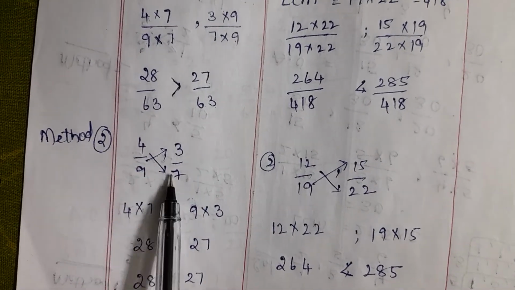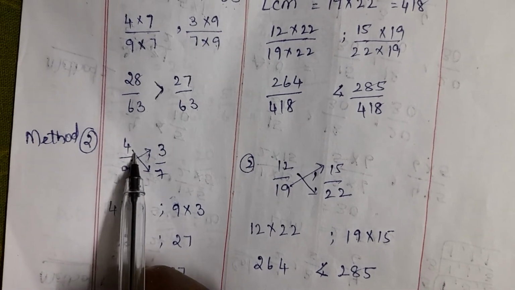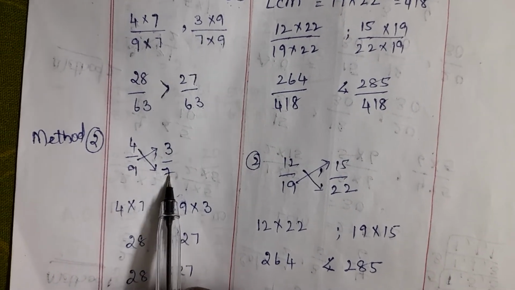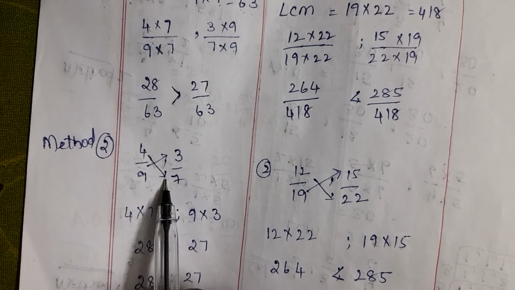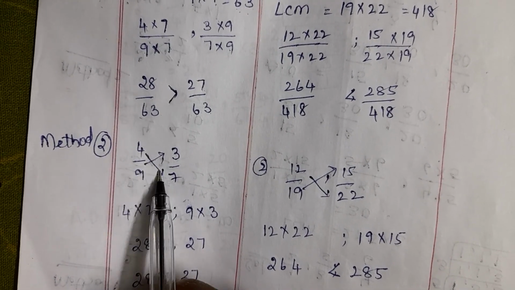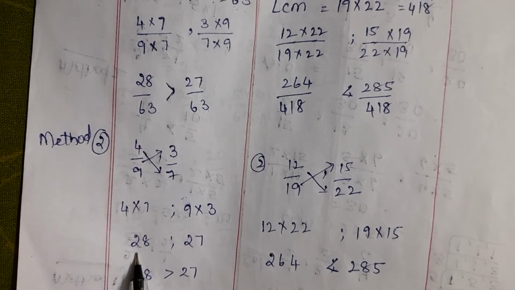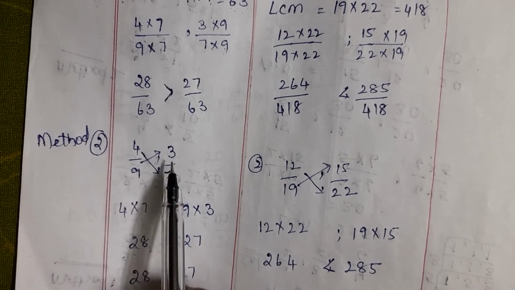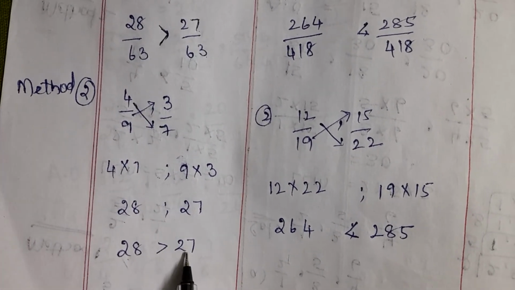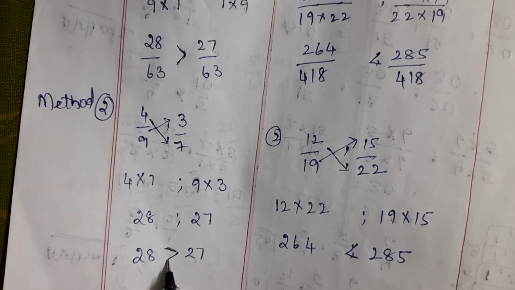Second method is directly cross multiplying. 4 7s are first numerator into second denominator. Cross multiply. We will call it as cross multiply. Like x it is there. So 4 7s are 28. 9 3s are 27. So 28 is greater than 27. Okay, so this is also greater than symbol.